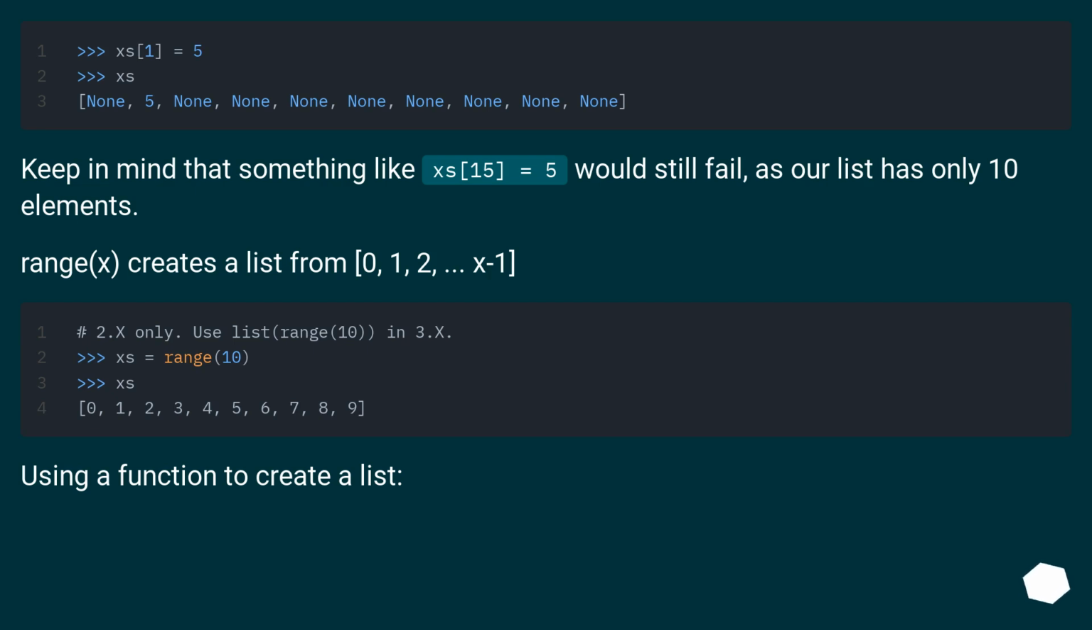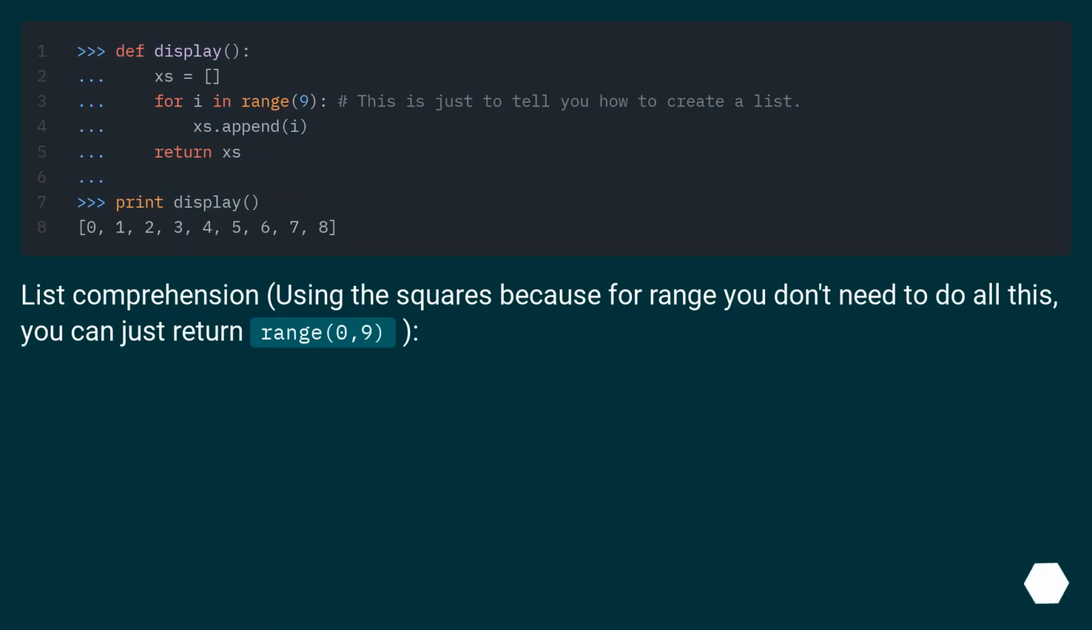Keep in mind that something like xs[15] = 5 would still fail, as our list has only 10 elements. range(x) creates a list from 0, 1 to x-1. Using a function to create a list. List comprehension, using the squares, because for range you don't need to do all this, you can just return range(0, 9).